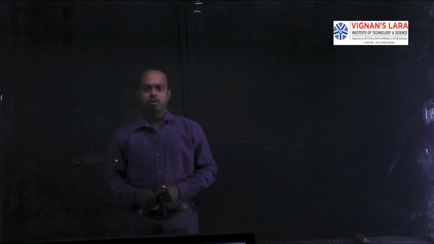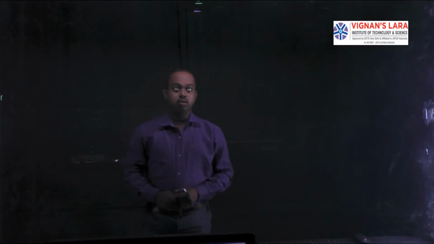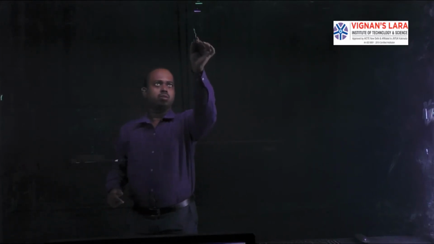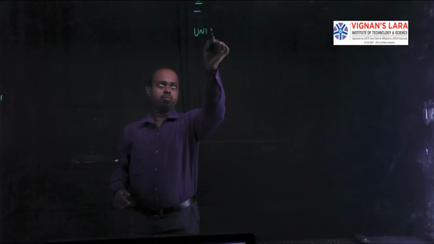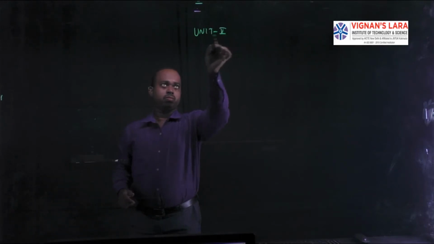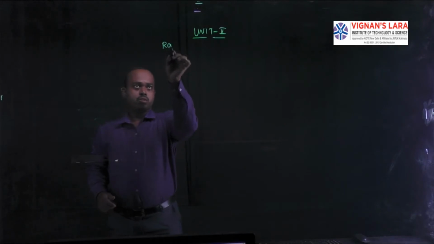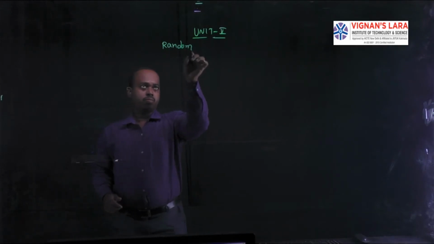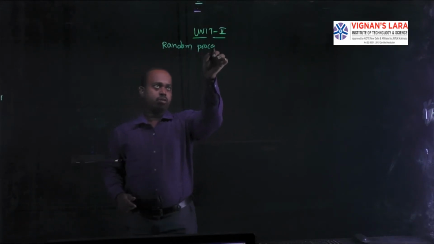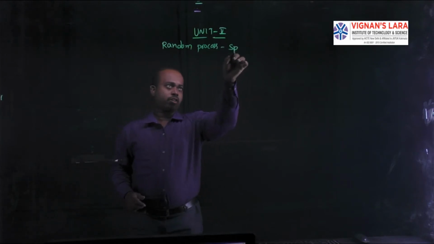Good morning, students. Today in class we are going to discuss the last unit. The subject now is Unit 5, random process spectral characteristics.